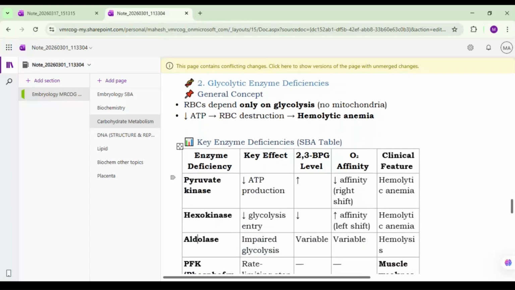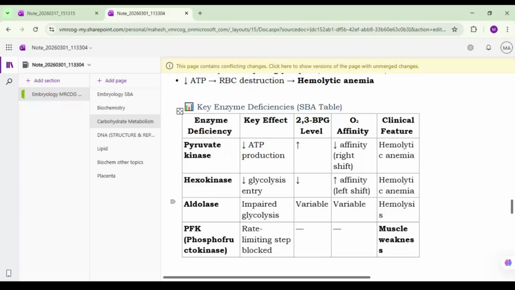So what are the enzymes which are deficient and what will be the clinical picture? We have seen PK, HK, PFK. These were the enzymes of glycolysis. There can be a deficiency of pyruvate kinase, which will lead to a decrease in ATP production, and it reduces the affinity for oxygen, with a shift of the oxygen dissociation curve to the right, but it will lead to hemolytic anemia.